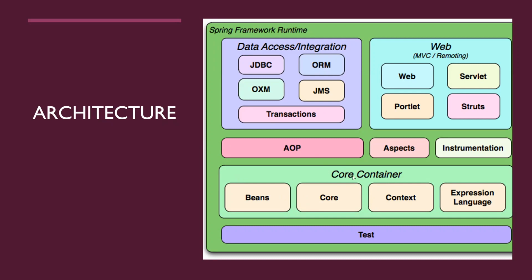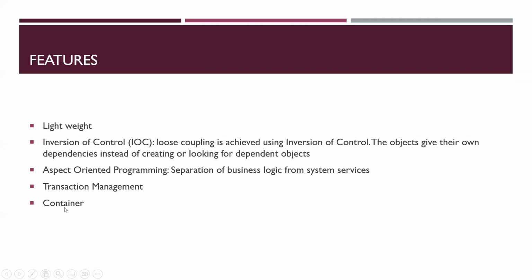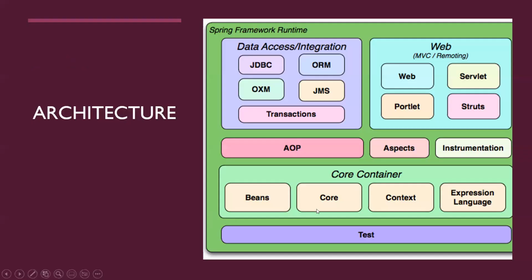Here, the first thing is your core container. Whatever we have discussed in the feature called container, the container will have beans, core, context, and expression language. On top of it, you have your AOP, the aspect-oriented programming. On top of that, you have the web, and you have the data access integration. So just take these three modules: core container, web, and data access and integration.